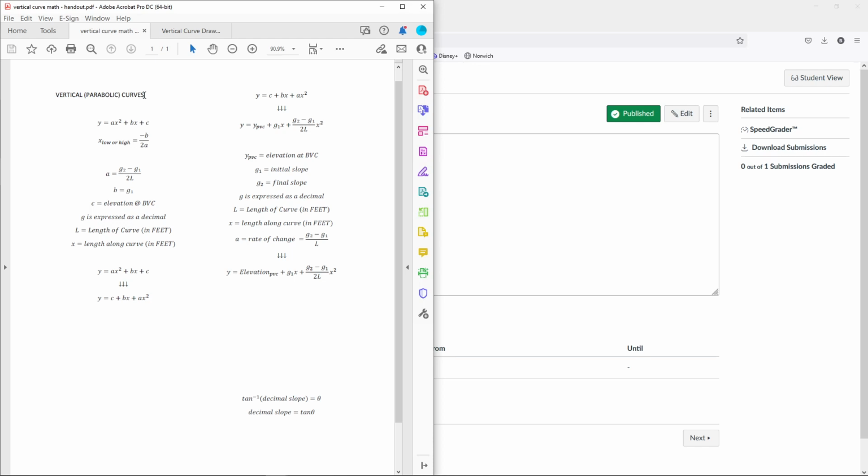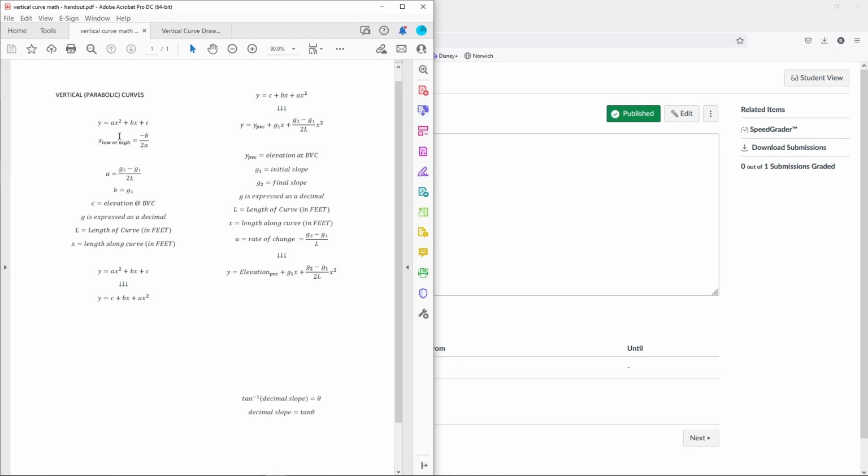And the first thing we want to look at is that vertical curves in road design are going to be parabolic curves. And so that follows the typical formula for a parabola, which you may have seen before, or you might recognize. This is the general formula for a parabola, and each of these components is tied to that curve in some way.